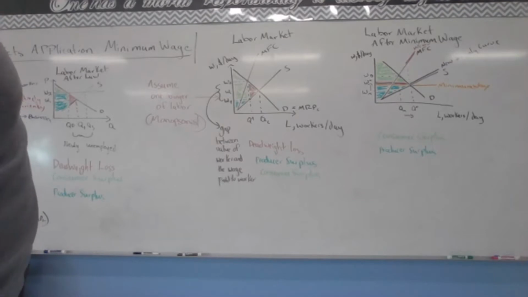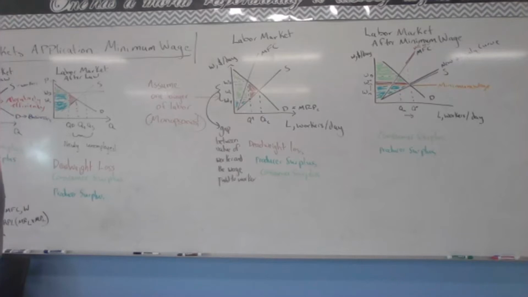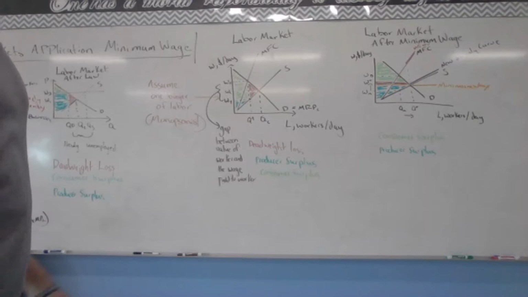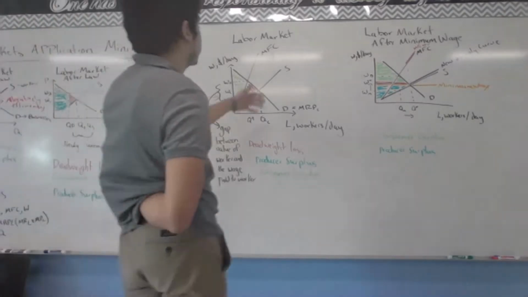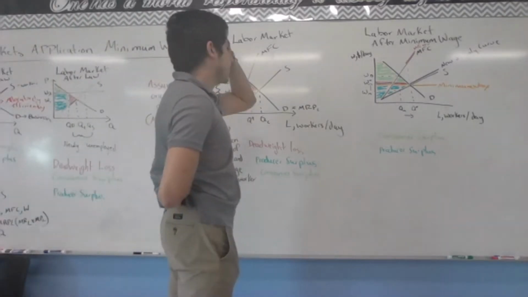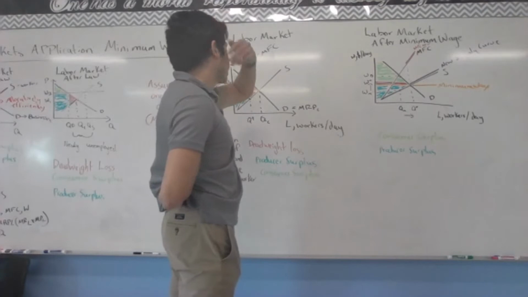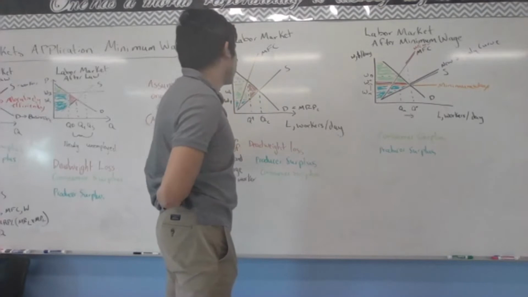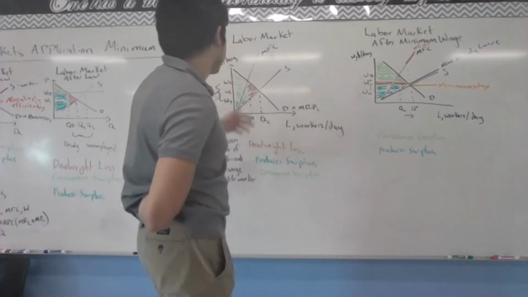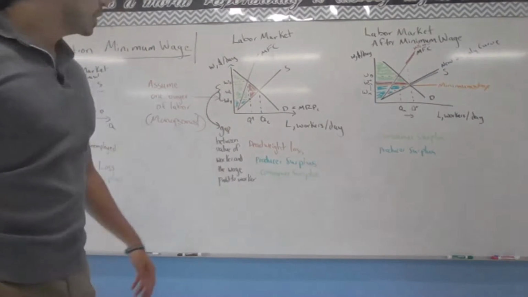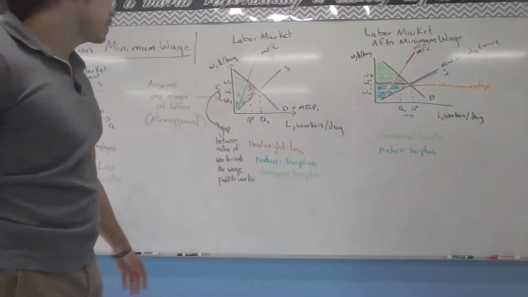But we assume that a single firm has a perfectly elastic supply curve in a perfectly competitive input market, right? But in this case, since the firm owns the whole market, they have an upward sloping supply curve, reflecting this idea that for the firm to get more and more laborers working, they need to charge a higher wage. And then we see the demand curve right here.